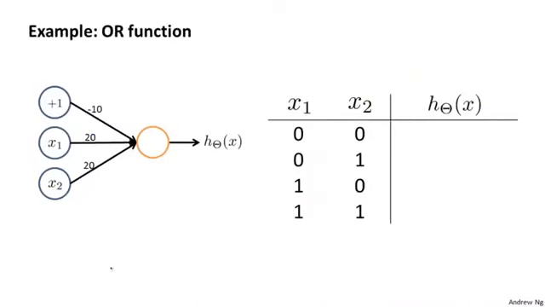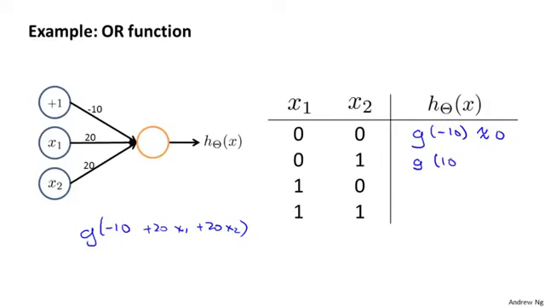This network shown here computes the OR function. Just to show you how I worked that out, if you write out the hypothesis, you find that it's computing g of minus 10 plus 20x1 plus 20x2. If you fill in these values, you find that that's g of minus 10, which is approximately 0, g of 10, which is approximately 1, and so on. These are approximately 1 and approximately 1, and this is essentially the logical OR function. So hopefully you now understand how single neurons in a neural network can be used to compute logical functions like AND and OR and so on.